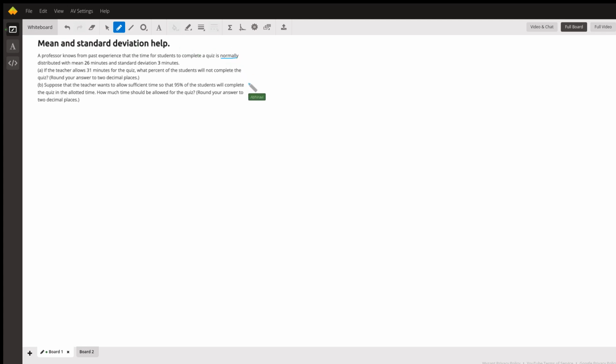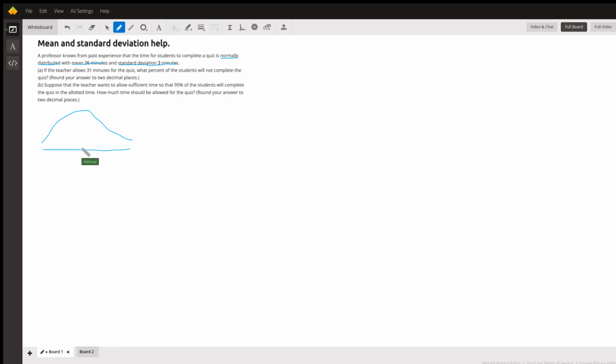So first, let's underline some of the stuff in our very beginning question stem that will help us answer A and B. So the first thing, and I already had it underlined, is that this is normally distributed. Our mean is 26 minutes and our standard deviation is 3 minutes. One of the ways to solve this word problem is to draw a normal distribution curve, especially because this is normally distributed. That usually helps me a lot, and forgive me, I'm no artist.